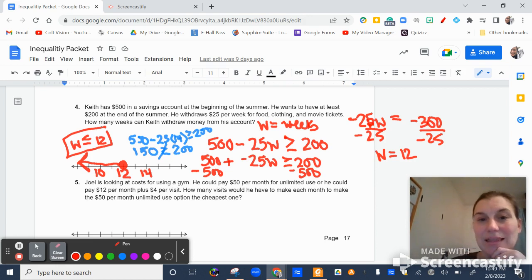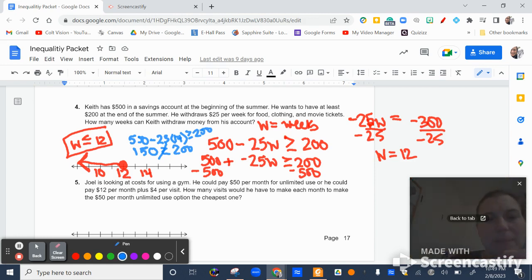Okay, so there. So you can see in this problem here, when we solve this, we wrote the inequality maybe in a little different way than we normally do. And then when we solved it, the inequality symbol flipped. And then I'm just going to set up number 5 for you.